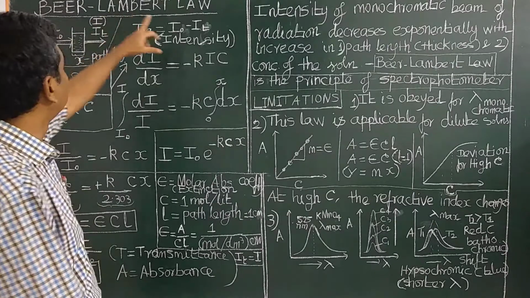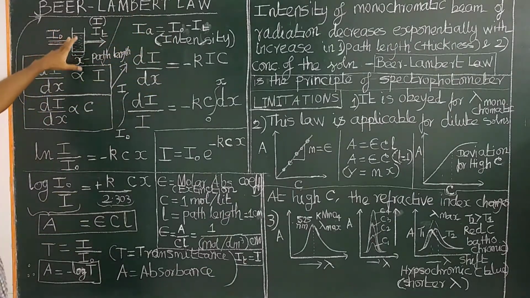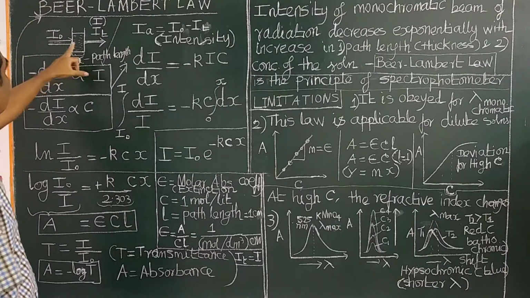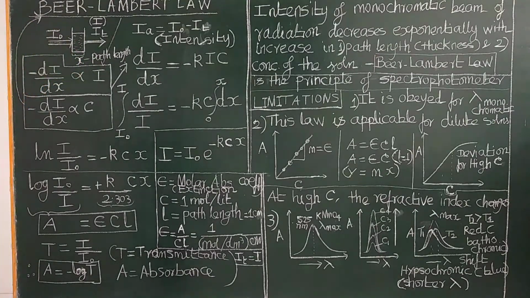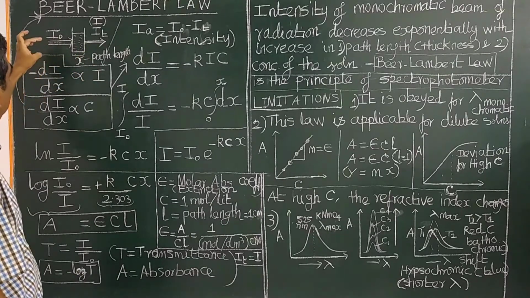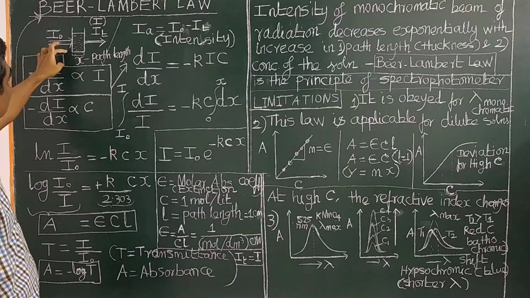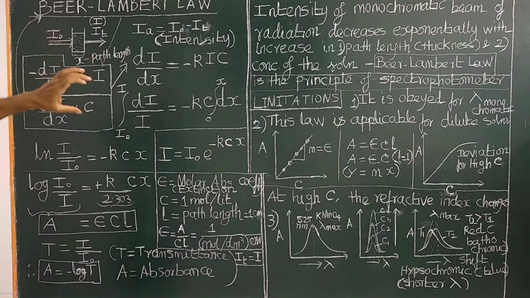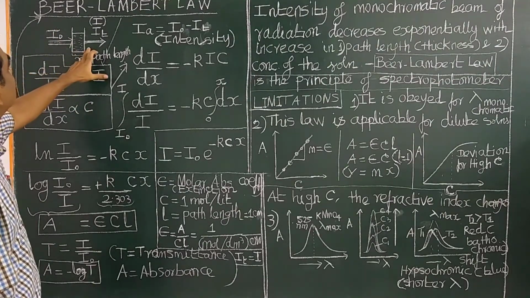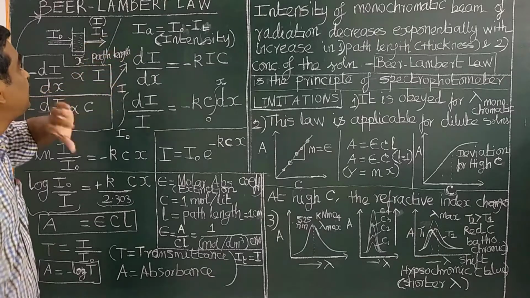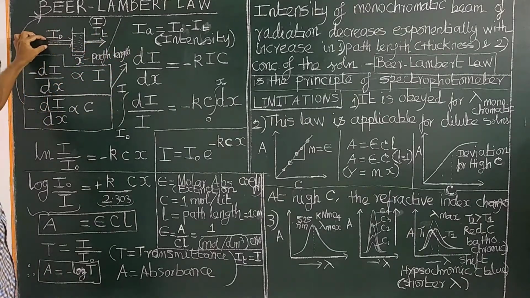First we will see Beer-Lambert's law. Let us take a solution in a cell or cuvette, a colored solution, especially KMnO4 or potassium dichromate. Now, I0 is the intensity of the incident monochromatic beam. When the light beam of monochromatic wavelength passes through the solution, the intensity decreases.